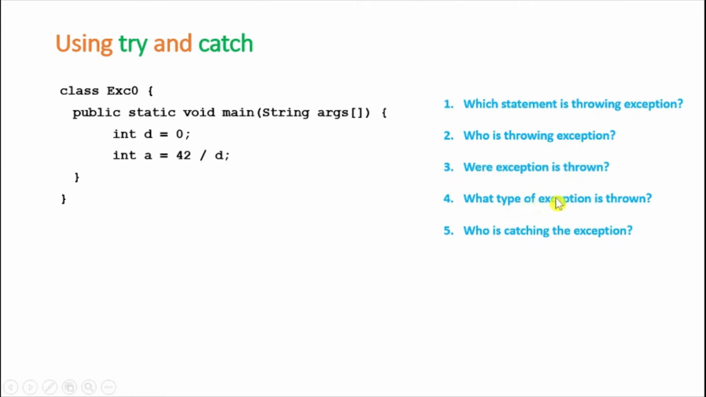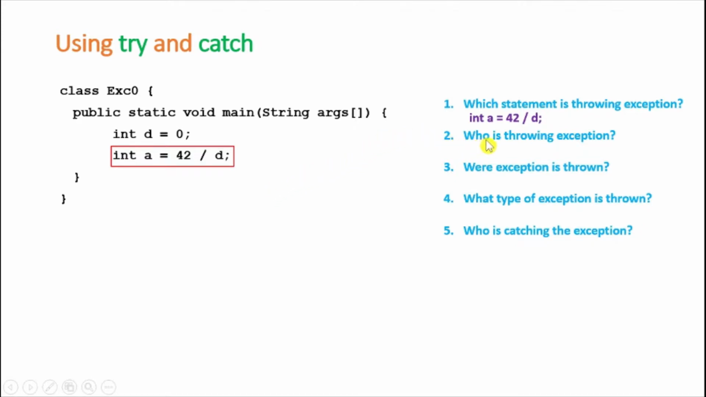What type of exception is thrown? And who is catching the exception? Let me answer each question one by one. First question, which statement is throwing the exception? Can you tell the answer for this? The statement int a = 42 / d is throwing the exception. I think we have discussed this in the previous topic, right?